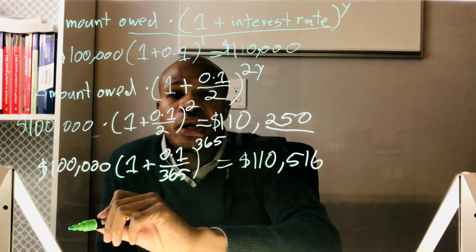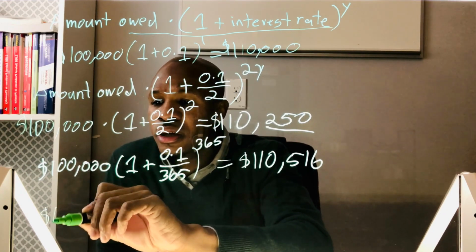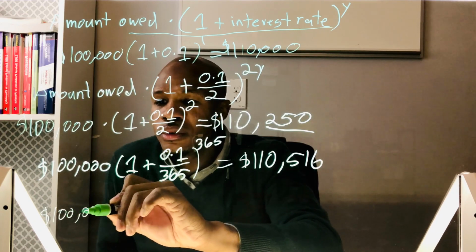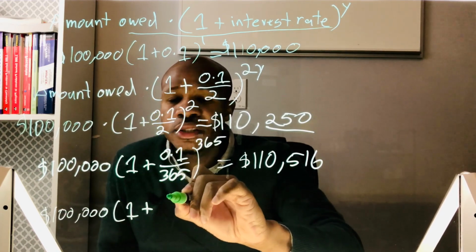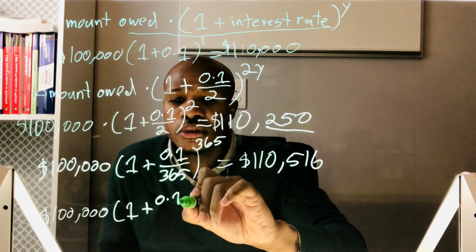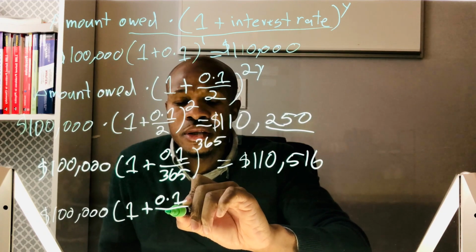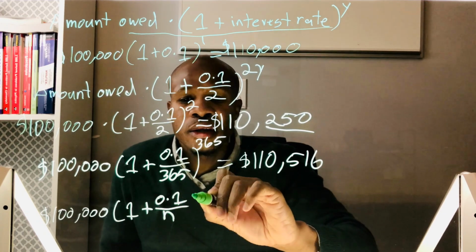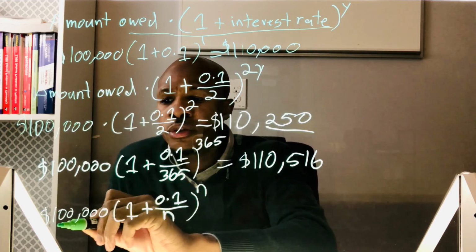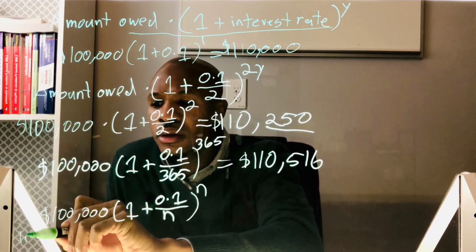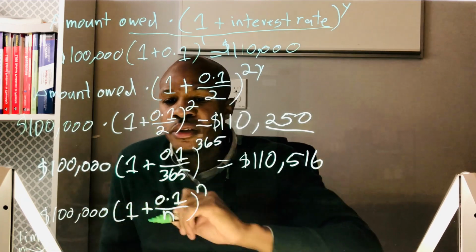Well, that would basically be the limit. Take what you owe, taking your interest rate, 10%, and we're going to divide that by a number n, raise it to that number n, and then we're going to do the limit as n goes to infinity.